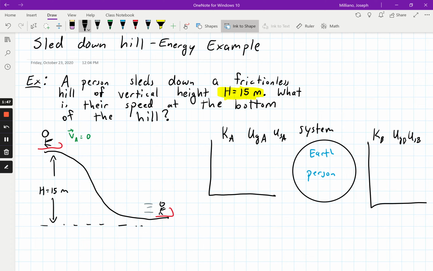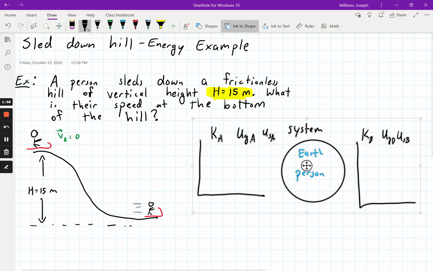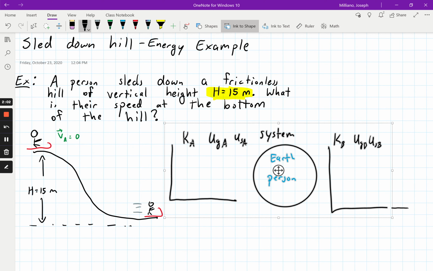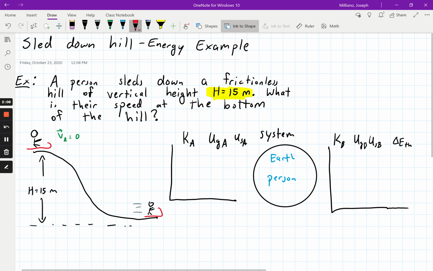I'm going to leave friction off of my L because it's a frictionless hill, and I ran out of room is the real reason. Actually, you know what I'll do? I'm on a tablet here. So we'll just move that over a little so that we can make some room for that delta E therm addition. All right, person starts at rest.